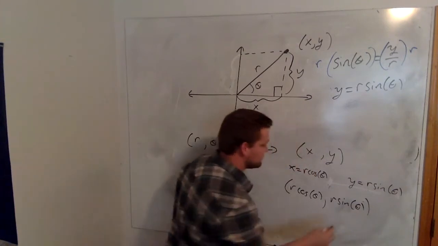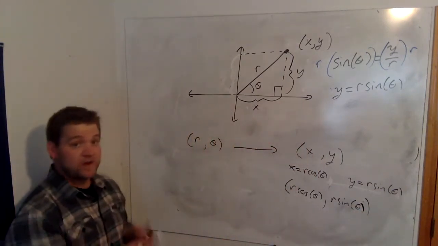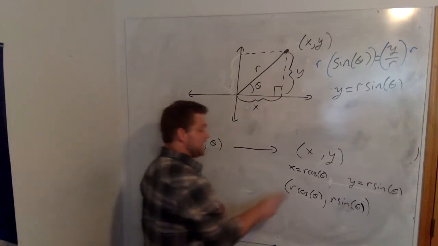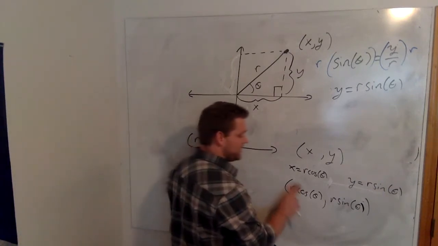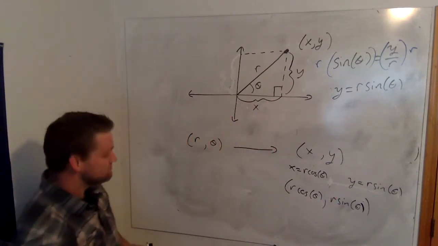Now this should make a little bit of sense here, because specifically, what if the radius was 1? If the radius was 1, that would tell you that the x-coordinate would just be cosine of theta, and the y-coordinate would be sine of theta. That's exactly what we discovered on the unit circle.